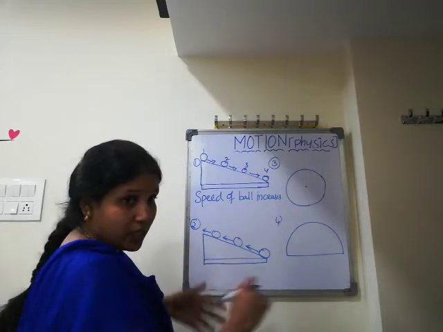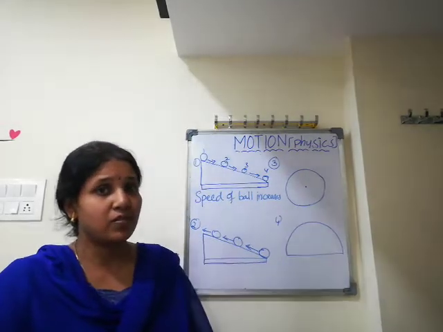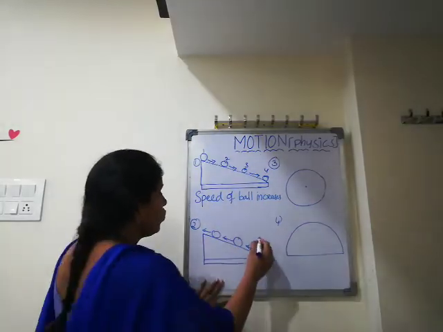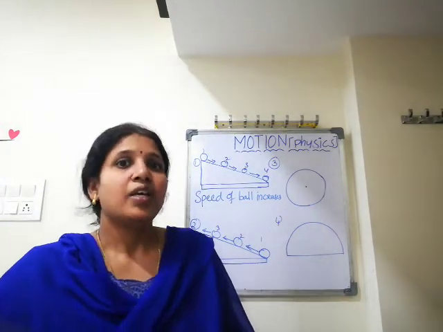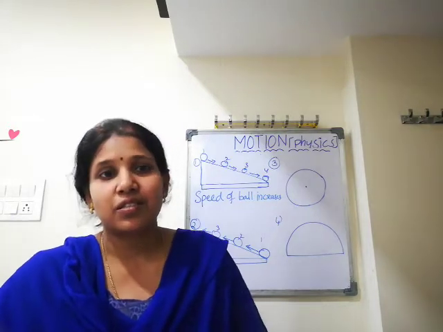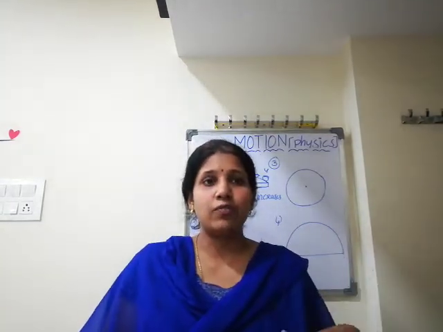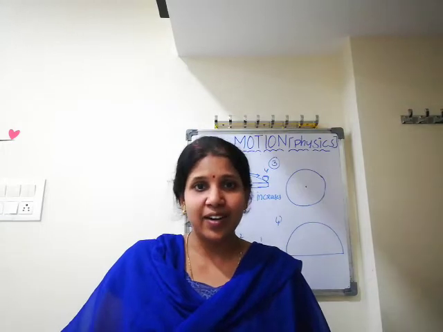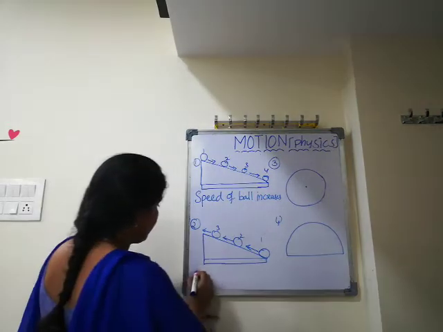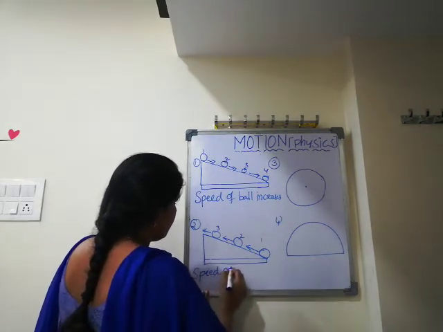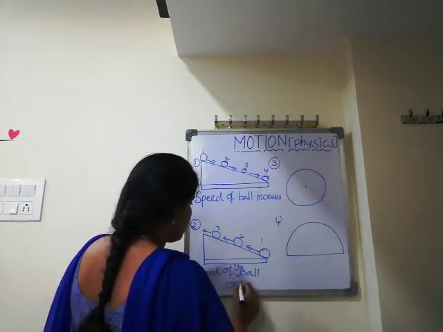In this case, the ball is moving from the downward direction to the upward direction. What happens at different positions, 1, 2, 3? The speed of that ball decreases. Why? Because when the ball wants to move in the upward direction, the gravitational force tries to pull that ball in the downward direction. So the speed of the ball decreases.